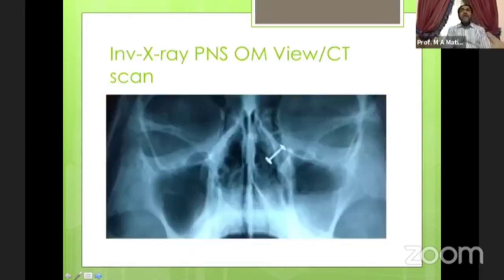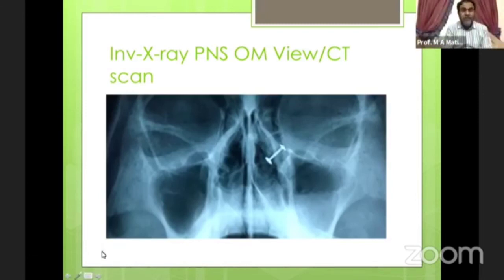Now, next, investigation. What investigation do you want to do for sinusitis? If you have a look at the nasal cavity and paranasal sinuses, then only two investigations are in your hand. One is X-ray paranasal sinuses, occipitomental view. Another is coronal CT scan of paranasal sinuses. Two investigations.